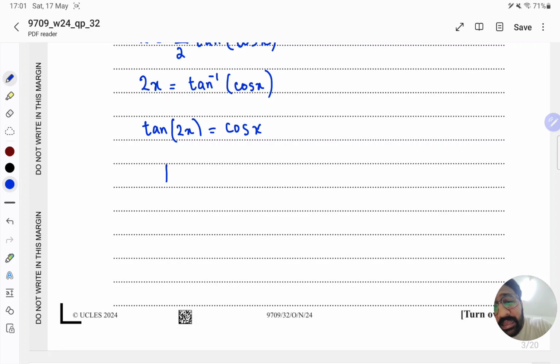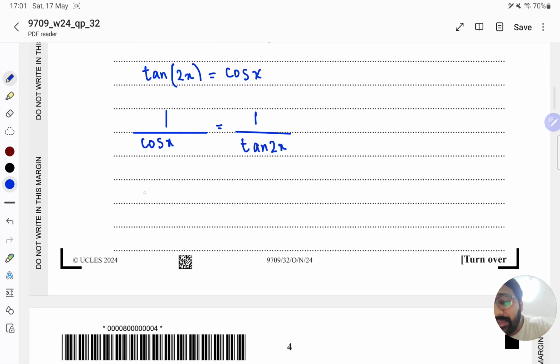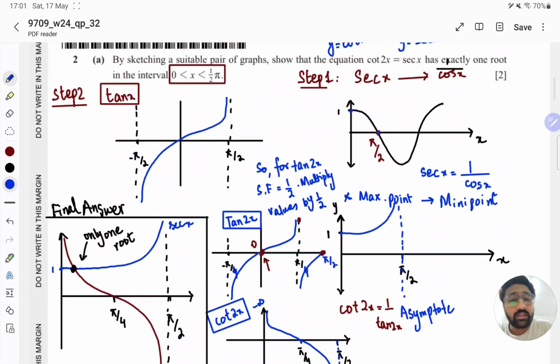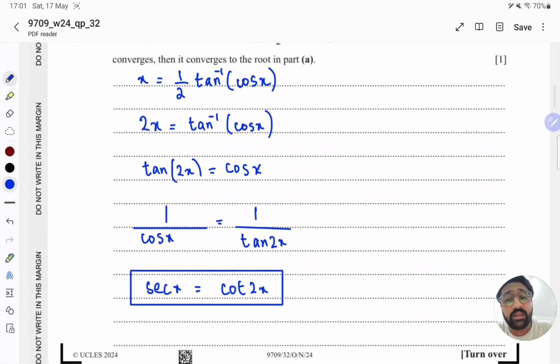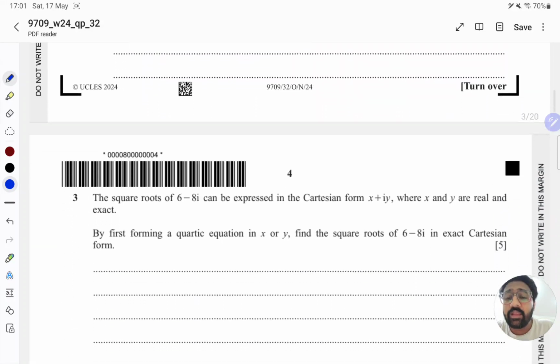and by doing that I'll have 1 divided by cos x, which is equal to 1 divided by tan 2x. 1 over cos x is secant x, and 1 over tan 2x is cot 2x. So this is the formula that we had at the start of the question in part A, and so it converges to that.